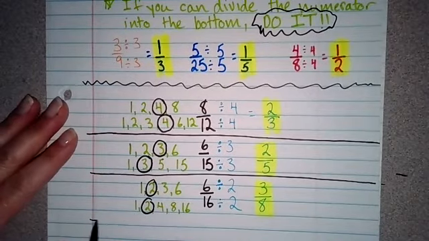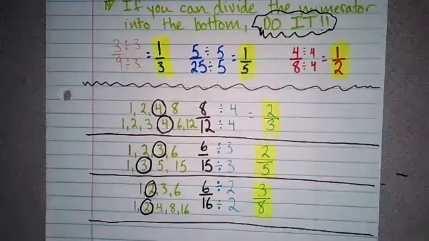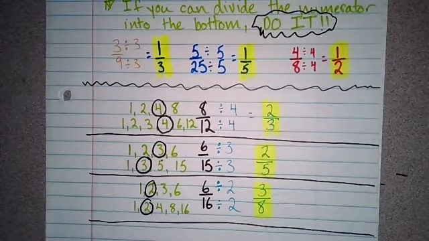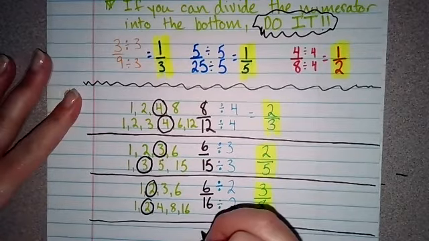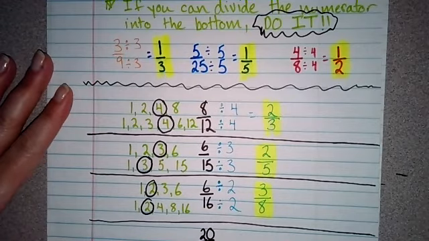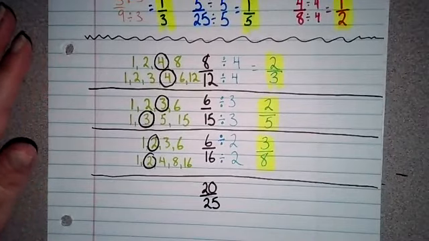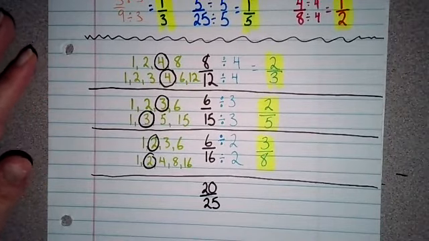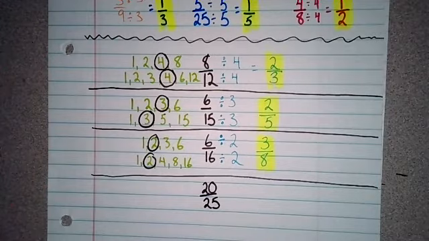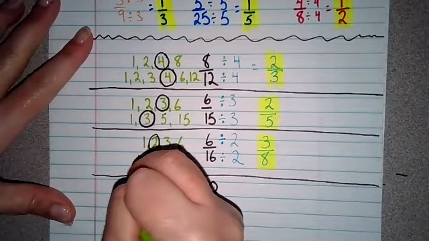Miss Ross, these are too easy. I know. We're going to come down here, and we're going to go to the last one. The last one today is 20/25. Here we go. So, who wants to tell me the factors of 20? Let's do Charlotte. I'm going to pick on you. Charlotte, what are the factors of 20?